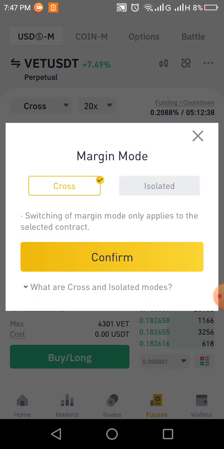This first, you see cross. If you tap on cross, you see there are two options, cross and isolated. It's called the margin mode. The summary of what it is: cross means that your margin, like the amount of money you're using for that particular futures trade, can extend to even your open positions. But if you use isolated, that means your margin will be limited to that particular trade. So if you have like 10 trades and you use isolated, each trade will have its own margin. You won't use the margin of other trades.